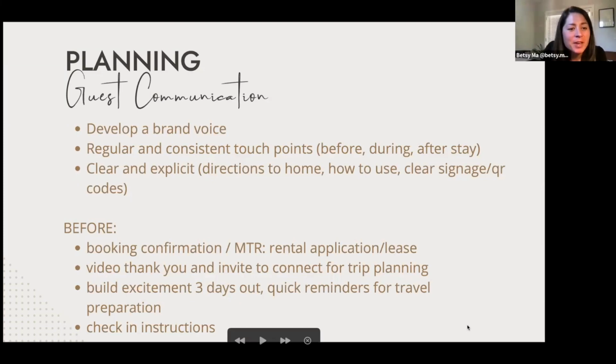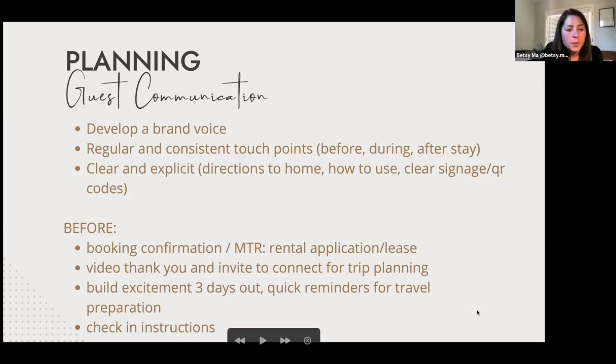Plan for that. So before they arrive, you're going to want to have your booking confirmation. If you're doing a mid-term rental, you're going to have a rental application or a lease in place. If the guest is booking on Airbnb and it's a mid-term rental, they can book on Airbnb, they get that booking confirmation, and as long as it's outlined in your house rules, you can also require a rental application, appropriate screening, and a lease on top of their Airbnb booking.